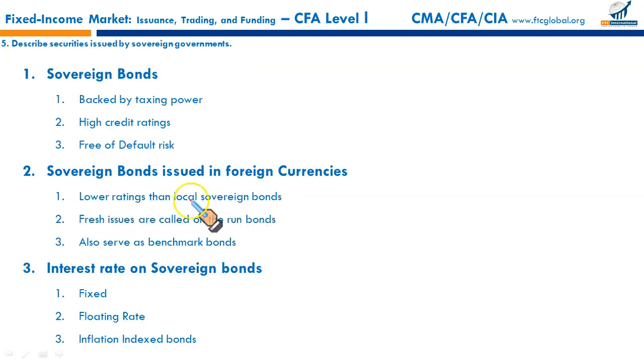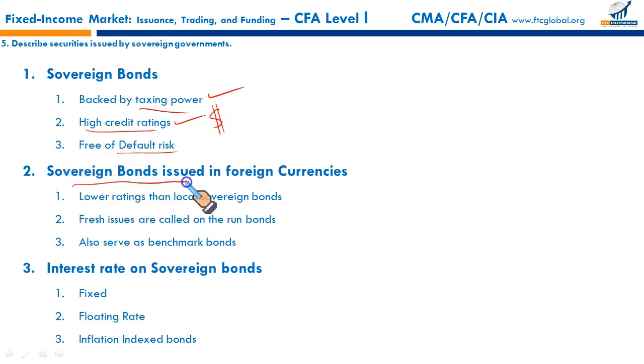Your next LOS is describe securities issued by sovereign governments. We have discussed these in our previous reading as well, but let's have a quick overview. Sovereign bonds are issued by national governments, treasuries, and central banks. As we discussed yesterday, they are backed by the taxing power. That is, the interest would be paid from the tax revenue of the federal government. These bonds have very little or no default risk, hence they have high credit ratings. So let's say the US government can issue sovereign bonds in dollars, or these bonds can be denominated in the currencies of different countries where they're issued.